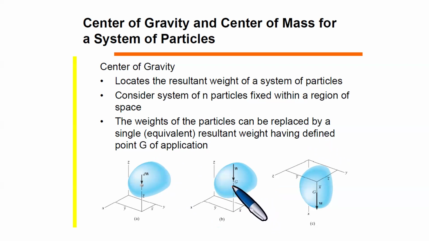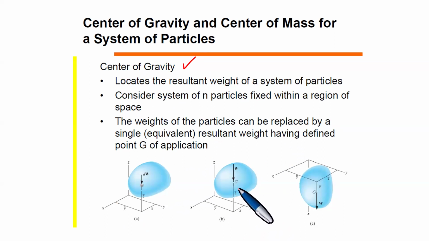This point G of application is actually of great interest to us, the center of gravity. So we shall determine this center. This section is devoted to that, to say what is the center of gravity. But now we say, okay, we studied too many particles, but the weights of the particles can be replaced by a single equivalent resultant weight, having defined point G of application.